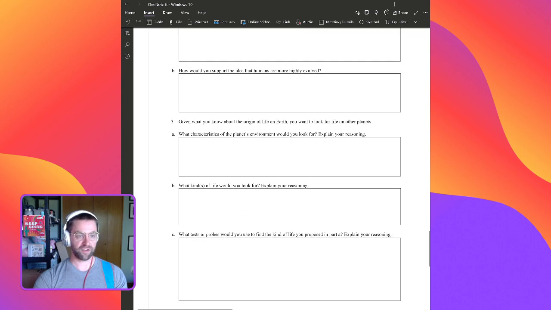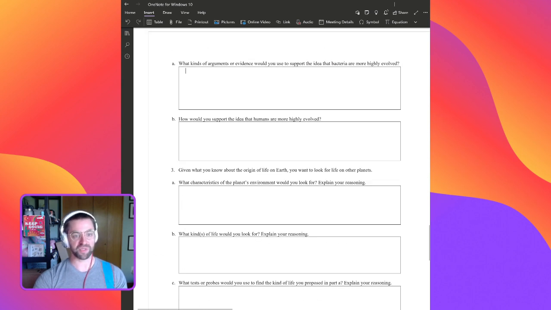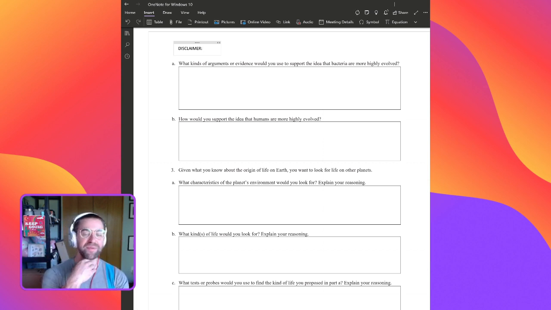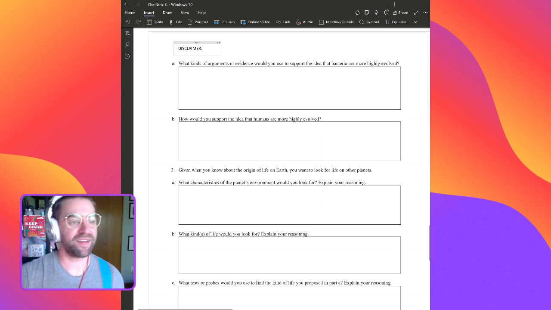What kinds of arguments or evidence would you use to support the idea that bacteria are more highly evolved? So big old disclaimer here. Answers to this question depend a great deal on how one defines evolved. Many kinds of comparisons can be made. We're going to provide one example below.